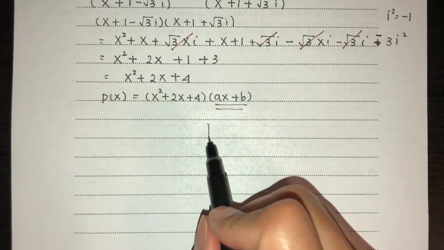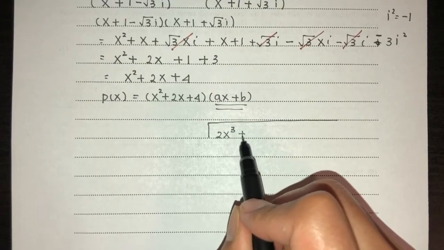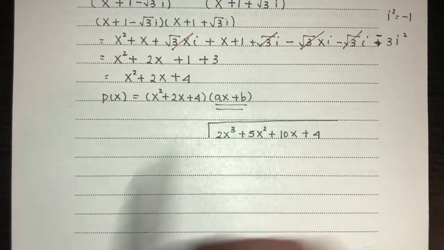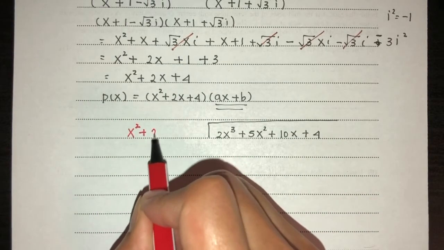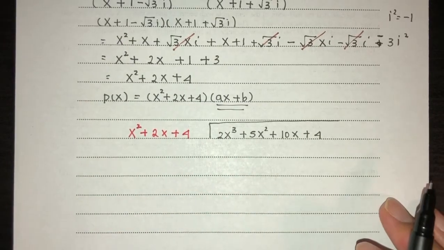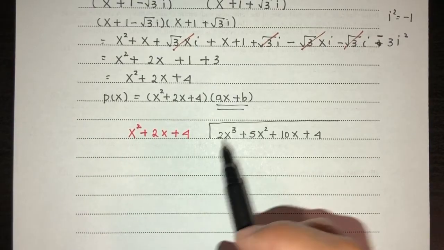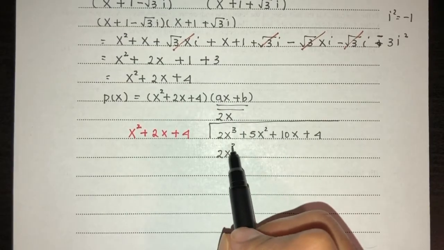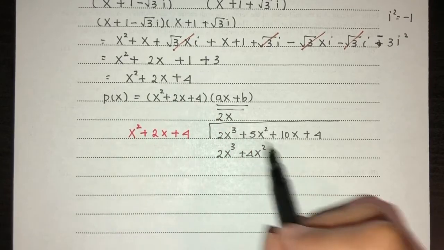Okay, so we take p of x, which is 2x cubed plus 5x squared plus 10x plus 4, then divide by this one. So now the first question that I can ask myself is, how can you make x squared become 2x cubed? You have to multiply by 2x first, and then you will have 2x cubed. So this time this should be plus 4x squared, and that should be 8x.